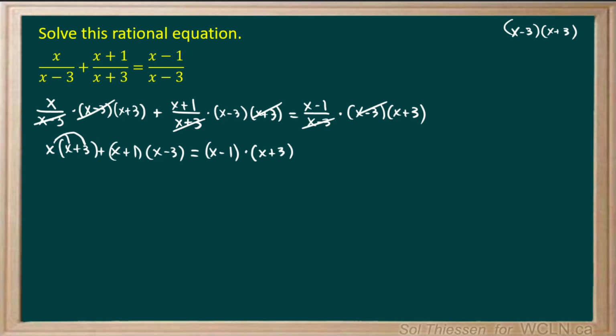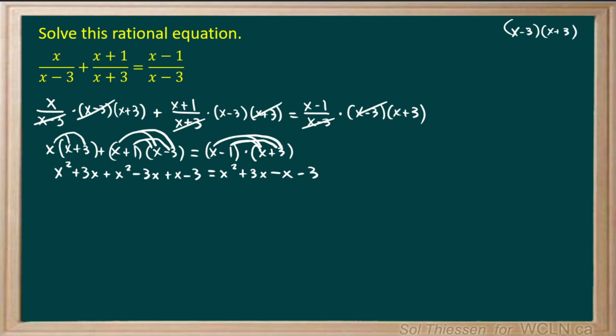So now let's expand some brackets. We have x times x, which gives us x squared, x times 3, which gives us 3x. That'll be plus x times x, which is x squared. x times negative 3 gives us negative 3x. 1 times x gives us plus x. And then 1 times negative 3 gives us negative 3. That'll be equal to x times x, which is x squared. x times 3 gives us 3x. Negative 1 times x gives us negative x. Negative 1 times 3 gives us negative 3.